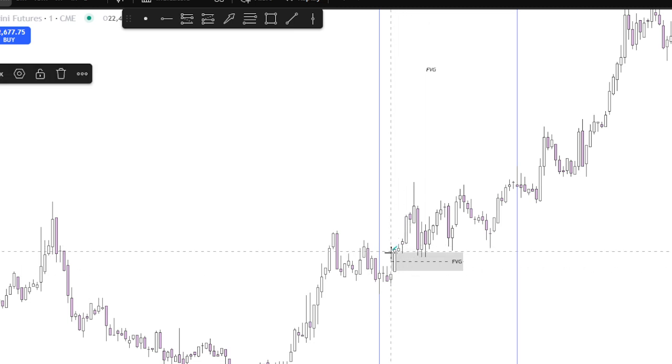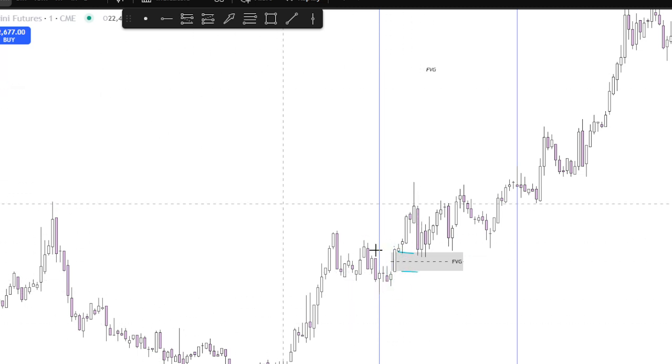Just know it's a three candle formation, and it needs to have a gap. That's why it's called a fair value gap, because we have this little gap right here. For the direction of a fair value gap, don't worry about the first or third candle, worry about the second candle and what color it is.